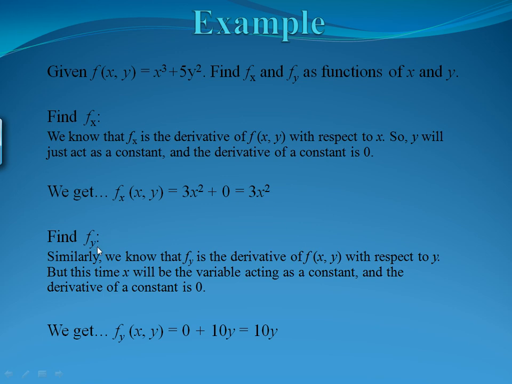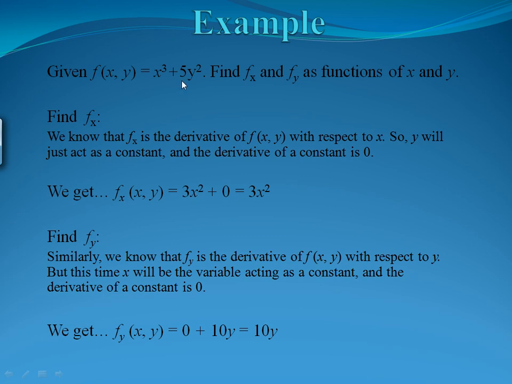Similarly, if we want to find the partial with respect to y, we're going to treat x as a constant and look for y as our variable. So for the first term, there's no y's in this term. So the first term is a constant. The derivative of a constant is 0.